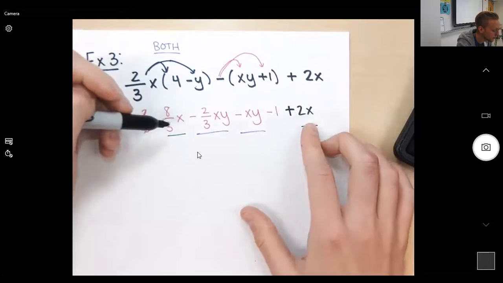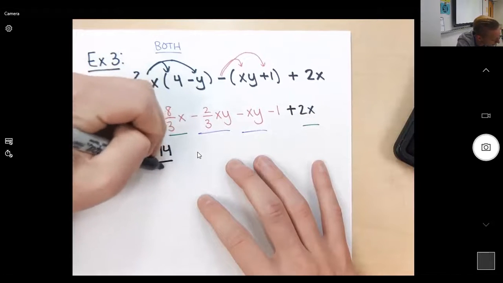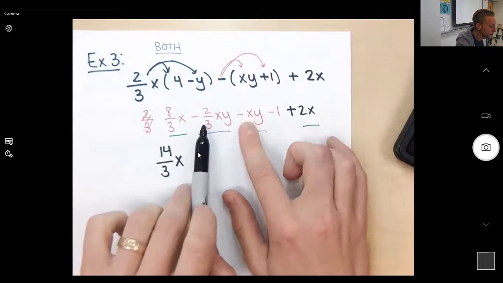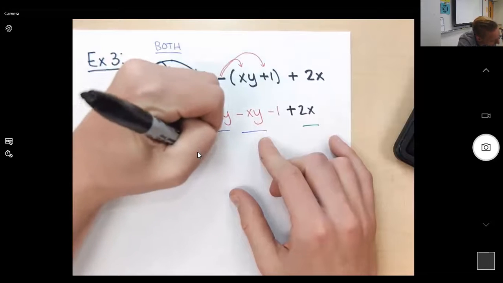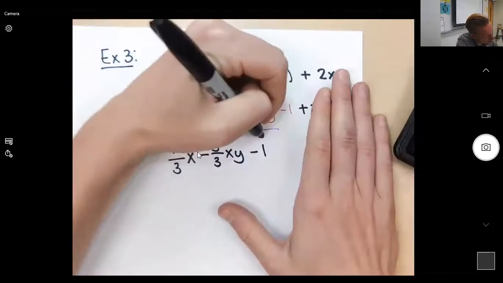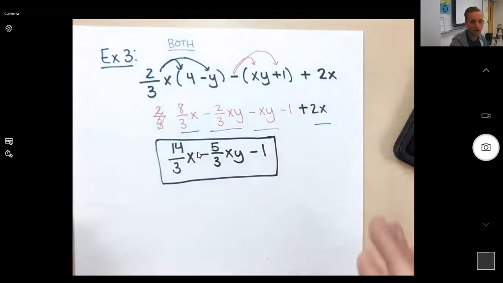8/3 x plus 2x is going to be 14/3 x. Negative 2/3 xy minus xy minus 1 xy will be negative 5/3 xy. And we have minus 1. Once again, don't be tripped up by the fractions. They're super simple. I'm going to show you how to do it on my screen here real quick.